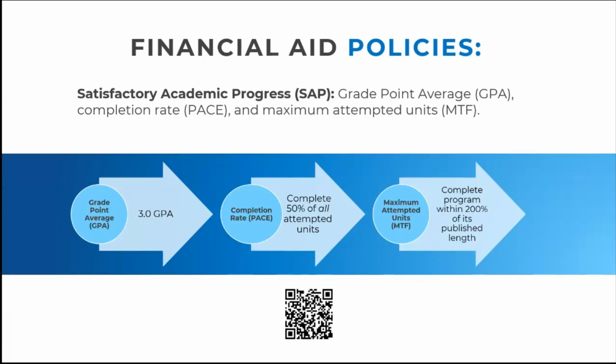To start on one of them, satisfactory academic progress, that is making sure that you're on your way to degree completion. For graduate students, we have a minimum grade point average of 3.0. The PACE completion: you must complete at least 50% of your attempted units, and you must complete your program within 200% of its published length. So for example, if the published length of your program is 2 years, you must complete it within 200% of that. So you have a long time to complete it, but we want to make sure that you're keeping on track and tracking towards degree completion.